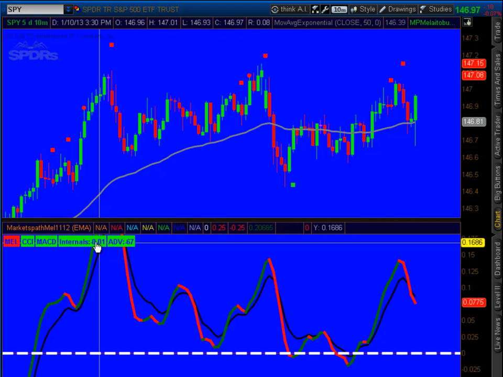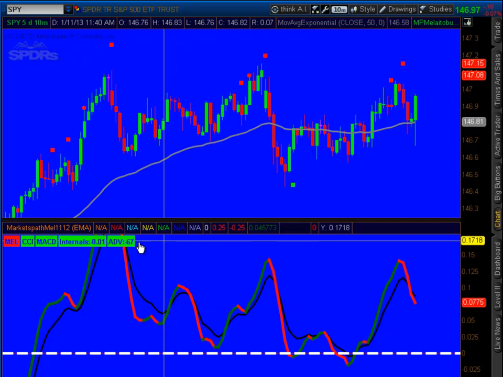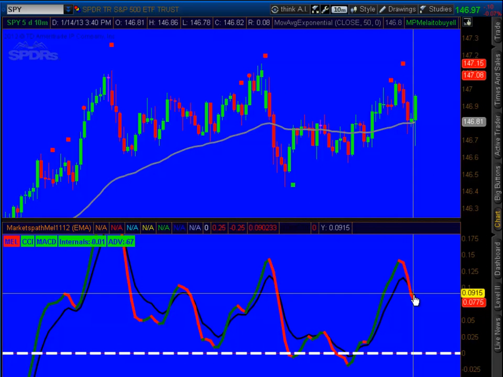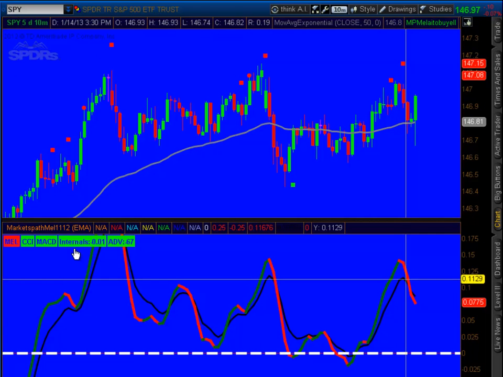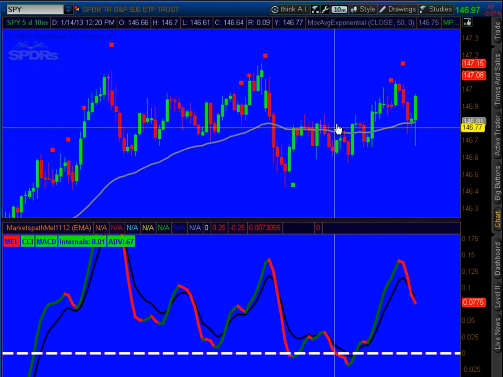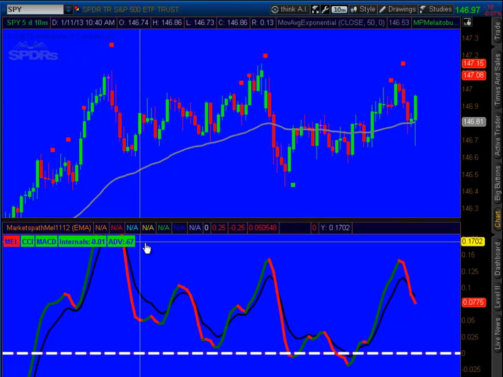Internals, are they advancing or declining? If they're declining, this would be red, and this would be red also if it was declining, but you can see they were advancing. So right here, this red, we know the Mel system is heading down. But if you look at all the internals right here, everything else is green. A good short position? Not really. You want to see all these red to be taking a short position.